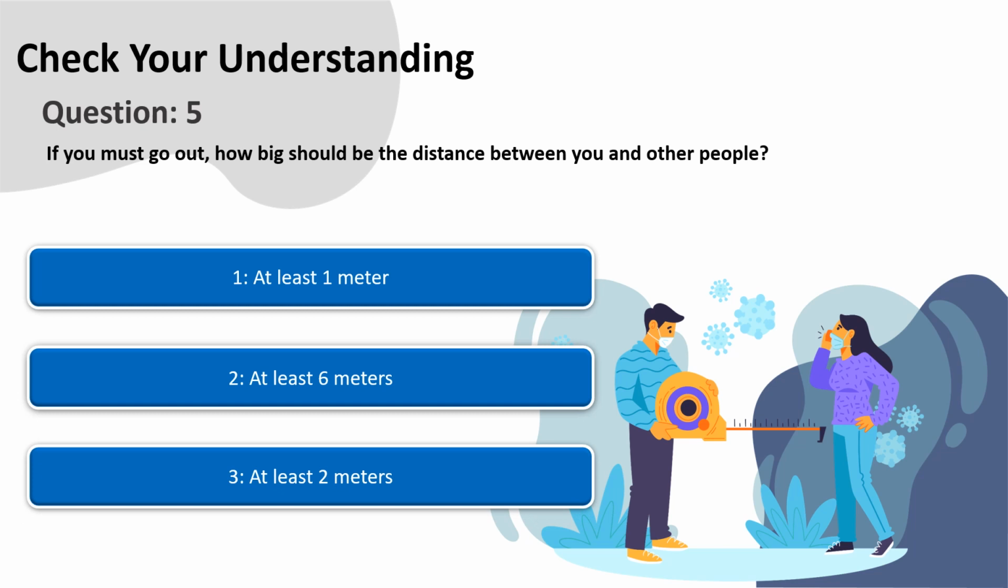Check your understanding. Question 5. If you must go out, how big should be the distance between you and other people? 1. At least 1 meter. 2. At least 6 meters. 3. At least 2 meters.